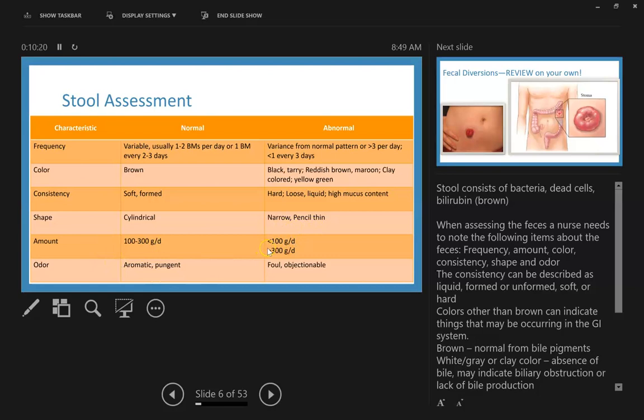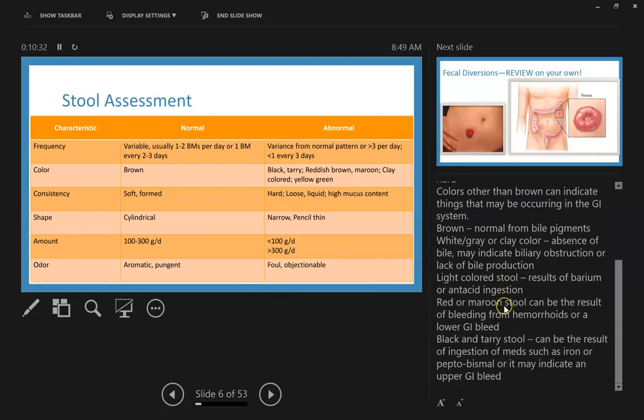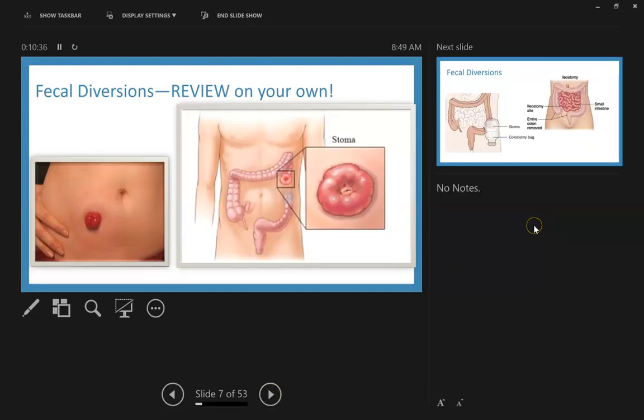Amount, I've never weighed stool before unless it was a baby, so if you have to weigh it, there you go. Odor, aromatic to pungent. Bad, objectionable, foul odor is going to be abnormal. Fecal diversions, make sure you look in your book and review these on your own.